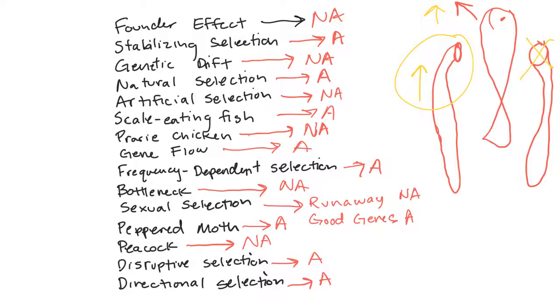Okay, good. So you should be able to recognize, again, if it's going to match the traits with its environment, it will be natural selection, it will be adaptive. If not, non-adaptive.